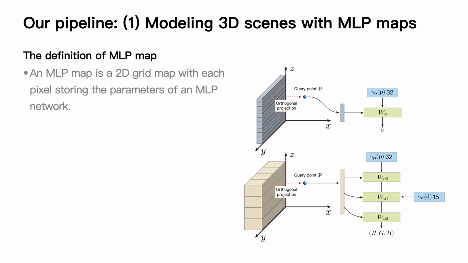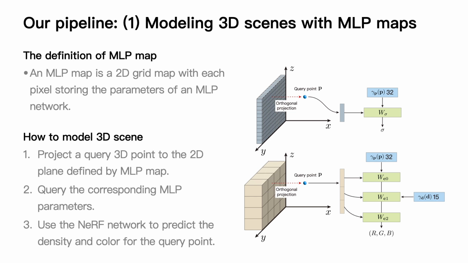Specifically, the MLP map is a 2D grid map, with each pixel storing the parameters of an MLP network. To represent 3D scene with MLP maps, we project any 3D point to the 2D planes, defined by MLP maps, for querying the corresponding MLP parameters. In practice, we align MLP maps with the axis of the coordinate frame, and point is orthographically projected onto a canonical plane. The projected query point is assigned to a parameter vector through spatial binning, which is dynamically loaded to the MLP network. Here we adopt a small NeRF network to predict the density and color for the query point.